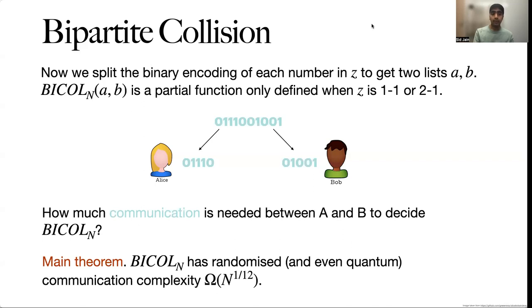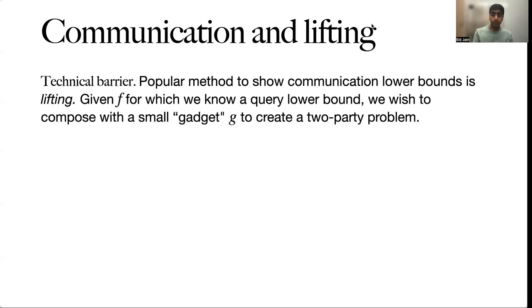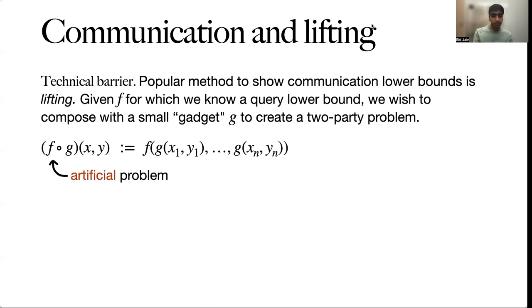So let's now discuss a very popular method to prove communication lower bounds, which is called lifting. In lifting, given some function f, which you do know a query lower bound for, you wish to get a communication lower bound for it. And to do so, you compose it with some small gadget, g, to create a two-party problem. So formally, what I mean is the following. And the issue with this is that by design, you get a very artificial problem by this method.